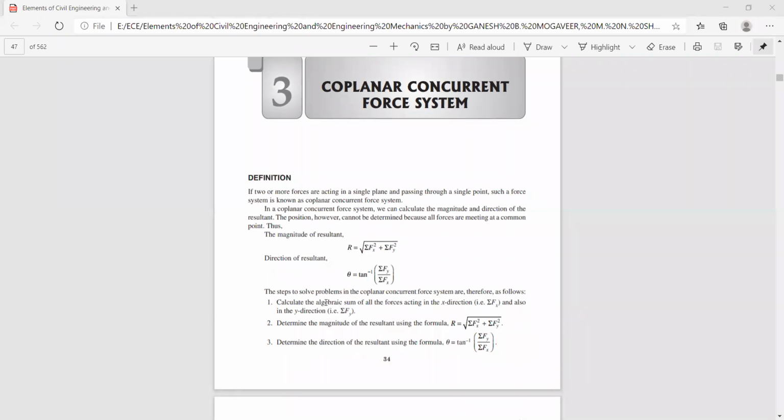Once you find the algebraic sum of the components along the x and y directions, you can directly find the magnitude of the resultant by using the expression R is equal to the square root of sigma F of x squared plus sigma F of y squared. Once you find the magnitude of the resultant, you can find its direction by using the formula theta is tan inverse of sigma F of y by sigma F of x. So these are the steps you need to follow in order to find the magnitude and direction of a given coplanar concurrent force system.